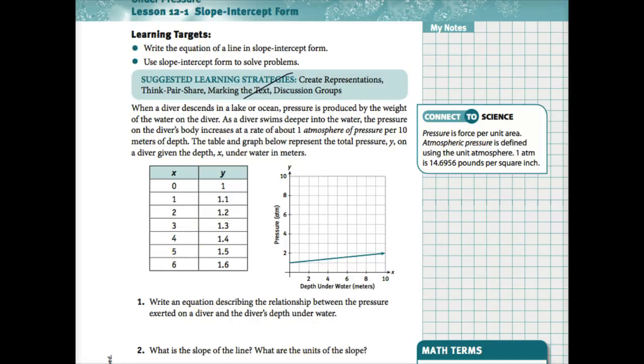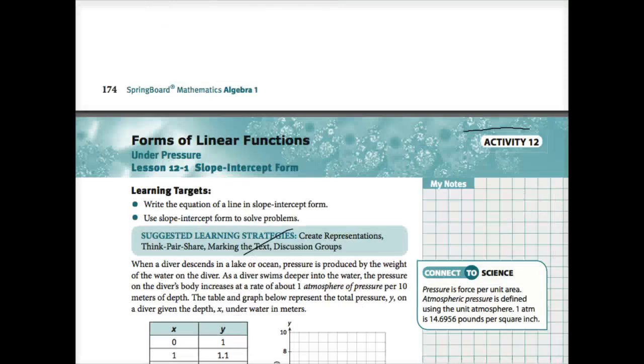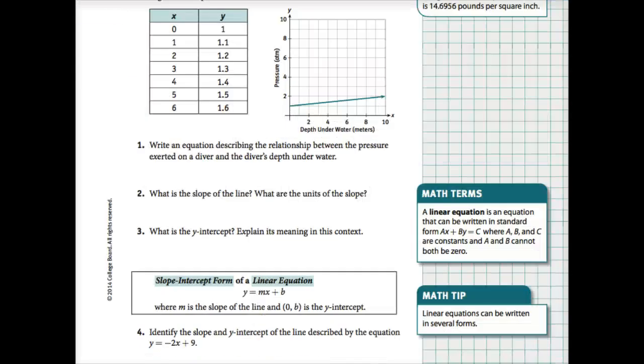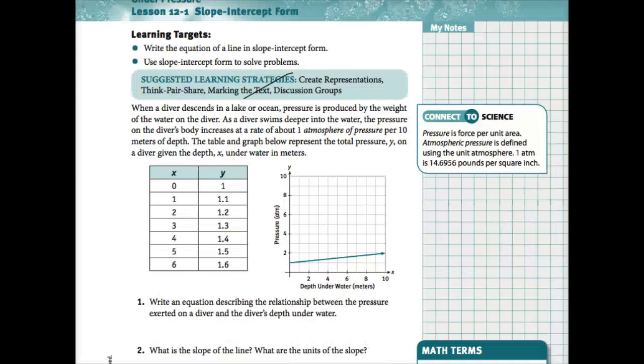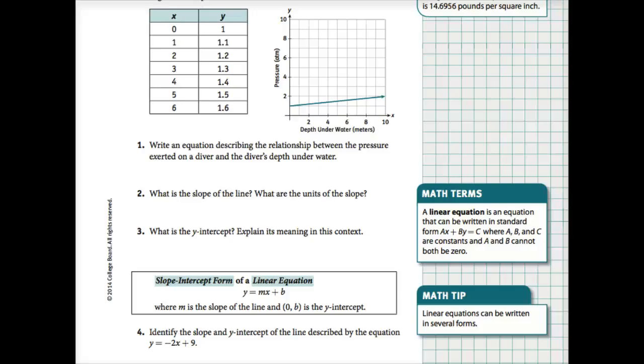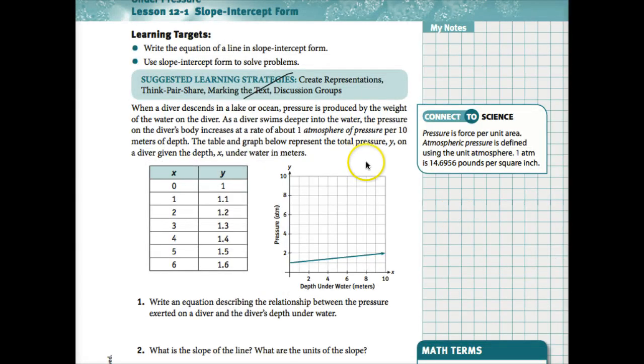Right, so today we are going to talk about slope-intercept form, which should be something that you've seen before at least, so hopefully it looks familiar as we start going through it. If you don't already, you need to have your book out and turn to page 175 here, because that's where we're starting out at.